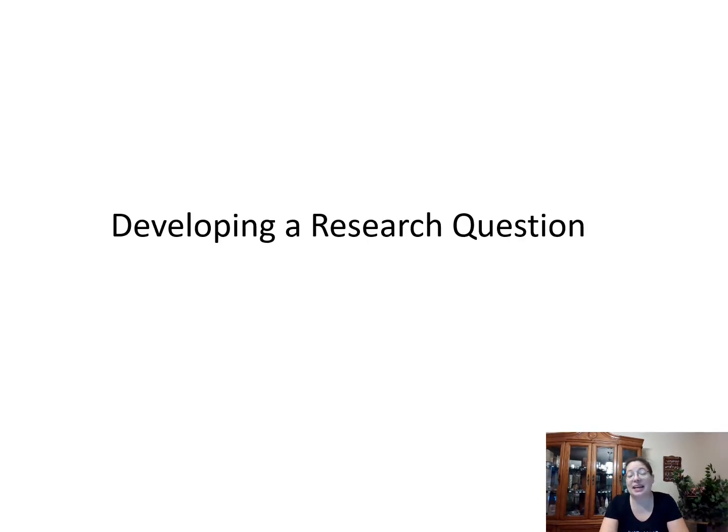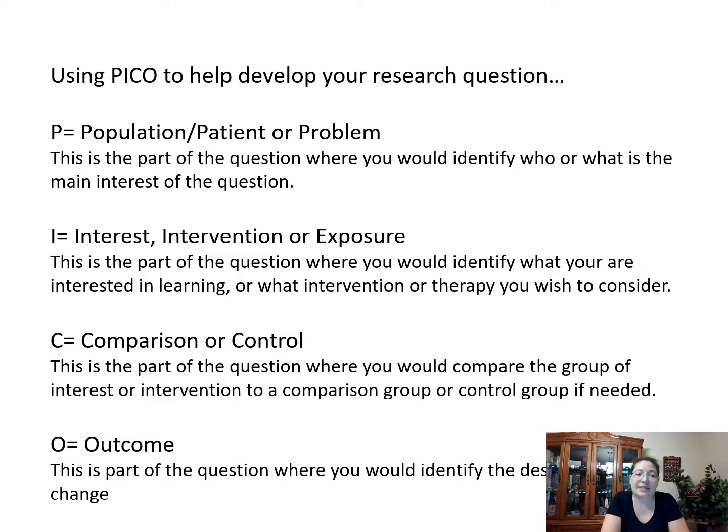One of the things that can help guide you in developing a research question is what's known as PICO, P-I-C-O. It stands for population/patient or problem, then the interest, intervention, or exposure. C is for comparison or control, and O is the outcome. With P, this is the part of the question where you identify who or what is the main interest of the question. Let's continue with our example of Canadians who experience depression. That can be our population of interest, and the problem would be depression.